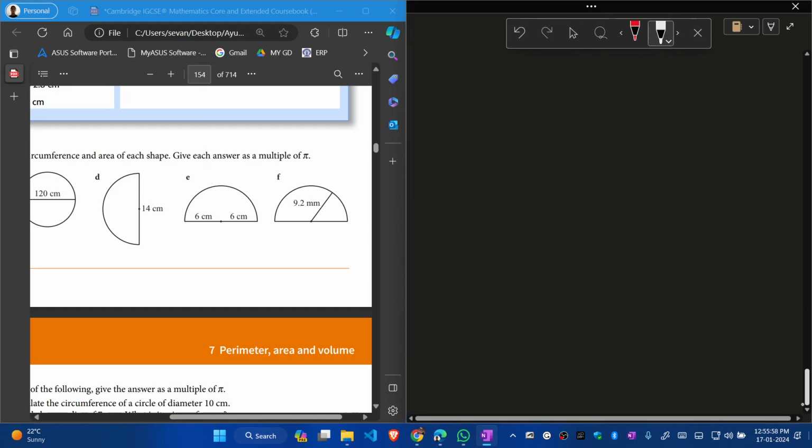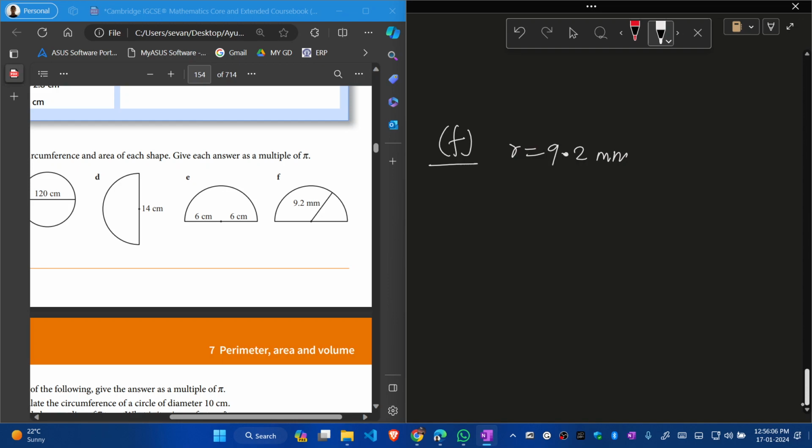Now can you quickly tell us the F part? This is very similar. Pay attention. 9.2 millimeters. Radius is 9.2 millimeters.